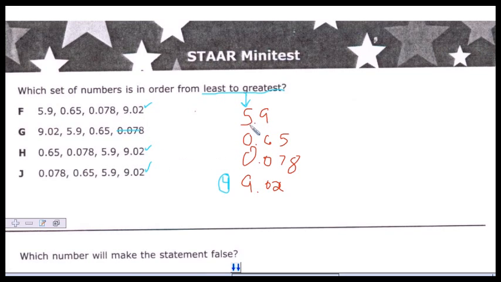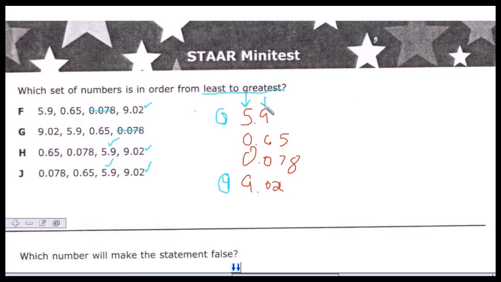Now the next one should be 5.9, because 5 is bigger than 0 and 0. So this one should be in the third place in my list. That means we can eliminate that one. We do have a 5.9 there, and we do have a 5.9 there. Now the difference is between these two.